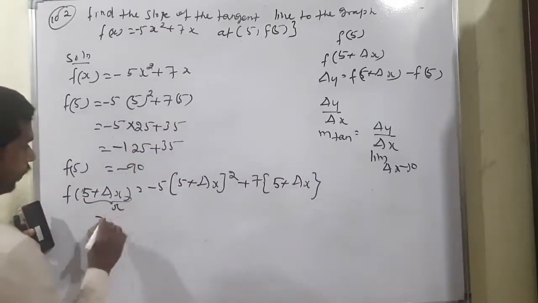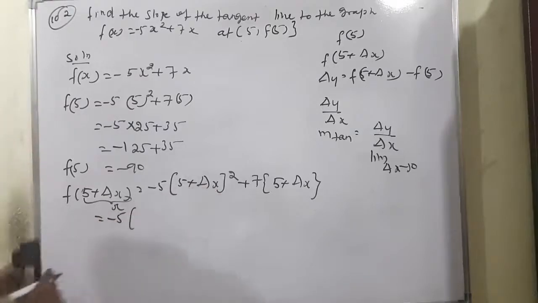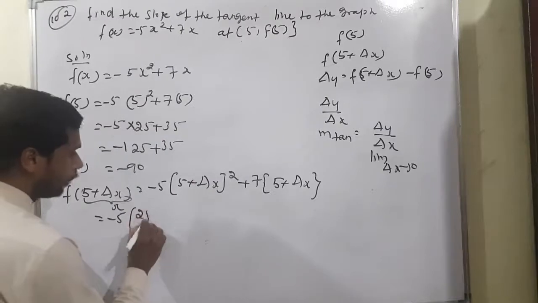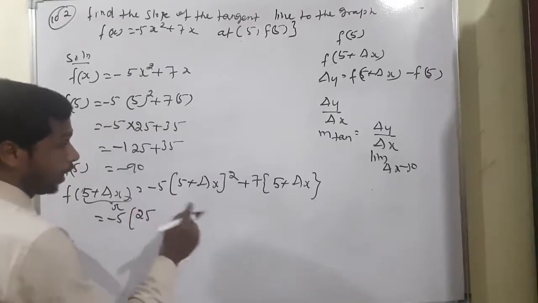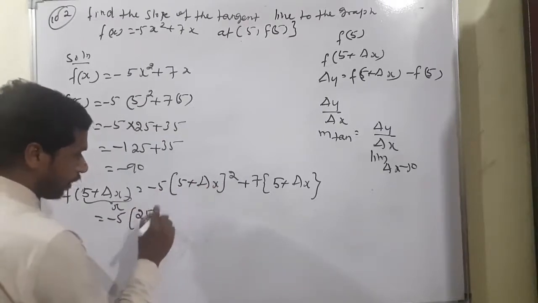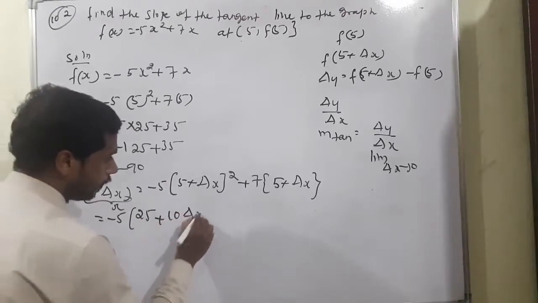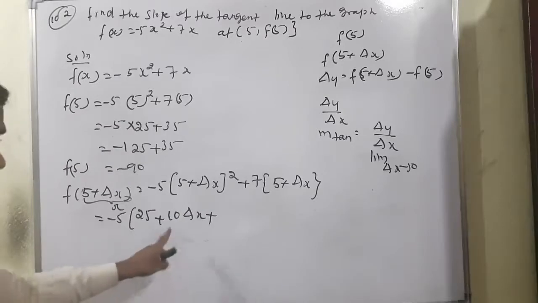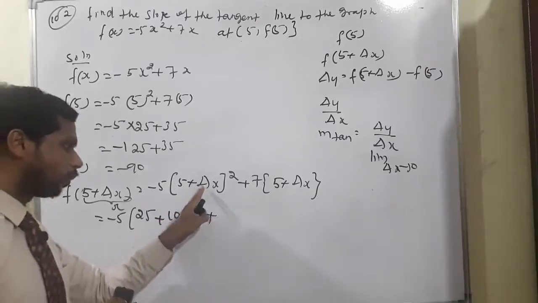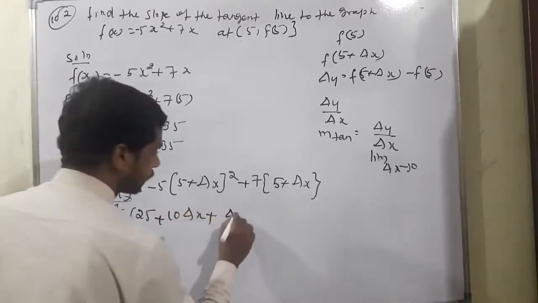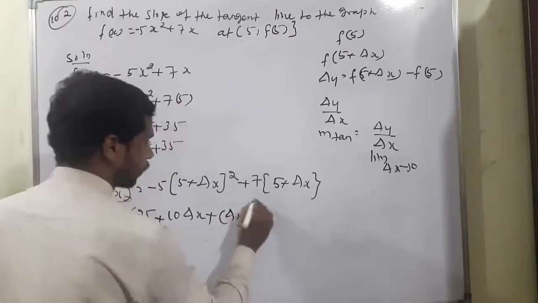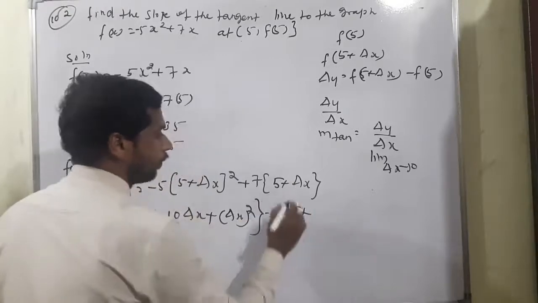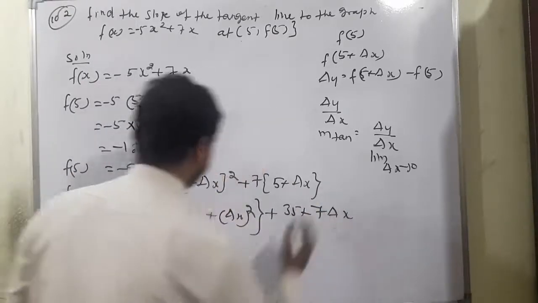So now apply minus 5 as it is, and a plus b the whole square form. A square plus 2ab plus b square. First 5 square means the value will be 25, plus 2ab means definitely 2 5s are 10. So we can write it 10 del x, then plus b square. So b square means only del x, so we can write del x the whole square, the whole bracket. Next one 7 into 5, 35. 7 into del x means 7 del x.